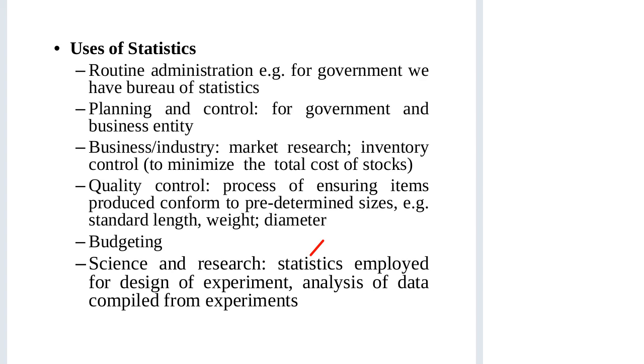Statistics is also used in quality control. There is what we refer to as statistical process control in industries or in manufacturing. And this is simply a process that ensures that the products that are produced meet the predetermined size or quality standards. We use statistical methods in budgeting and also in science and research.